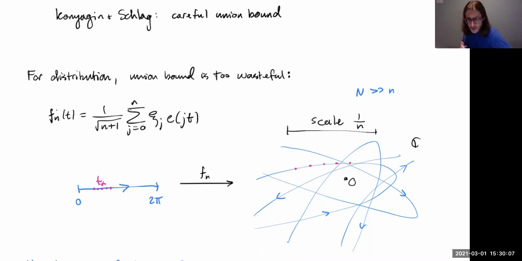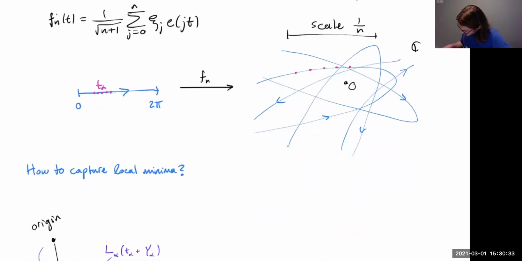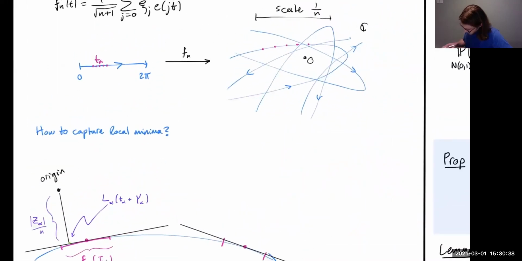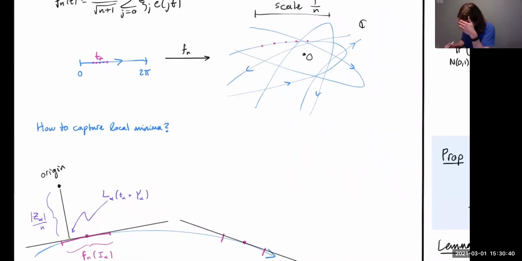To capture the distribution, we'll keep the net very fine, but we want to somehow select a single representative point from this journey close to the origin. So we want to find the best point, the point that's closest to the local min. What we're going to do for that is incorporate information on the derivatives. So we have a criterion to select this point, which I'll try and explain with this picture.